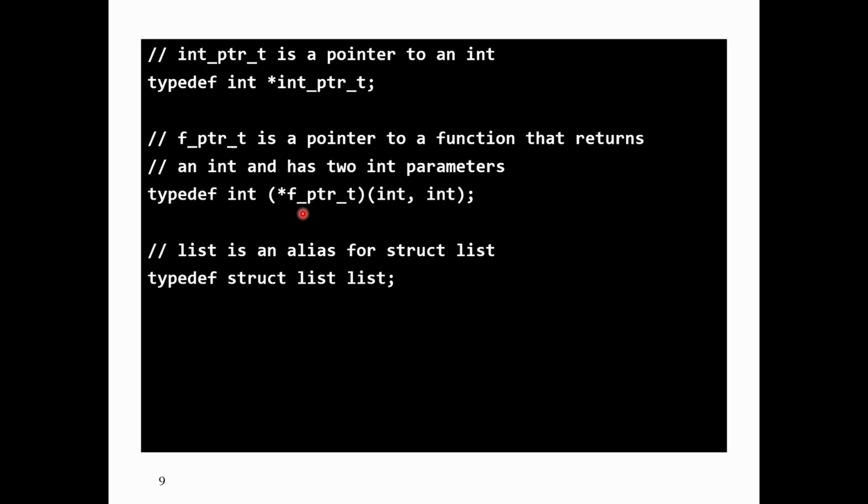All right. F pointer t is the name of the alias. So if I write F pointer t, what that means is it's a pointer. That's what the star is there for. It's a pointer to a function. That's why you have the other round brackets with these two types in it. So F pointer t is a pointer to a function that returns an int and has two int parameters.